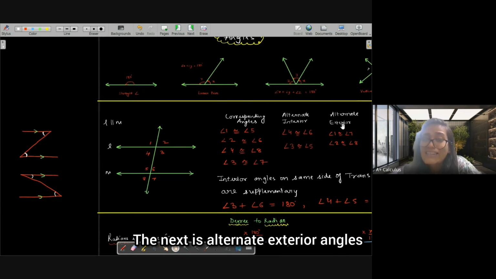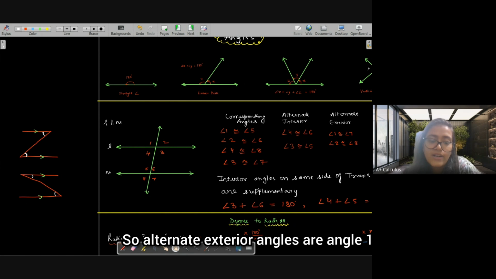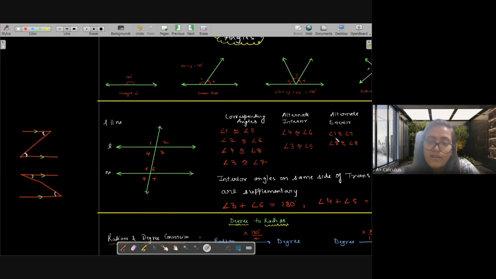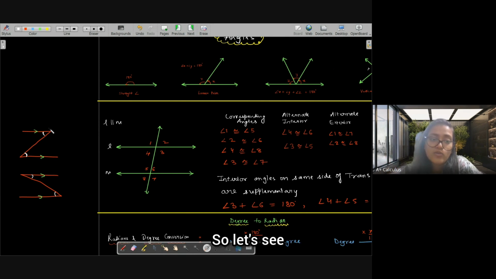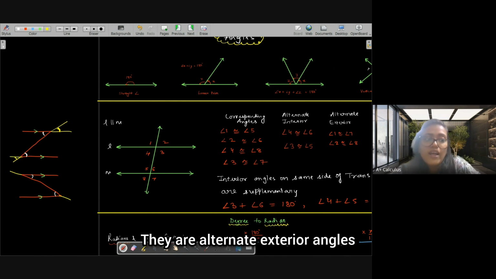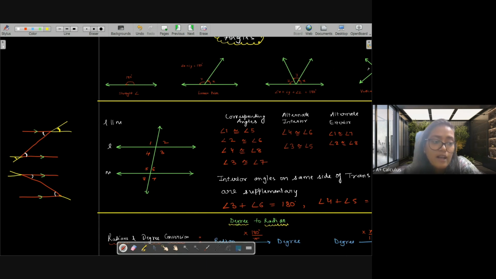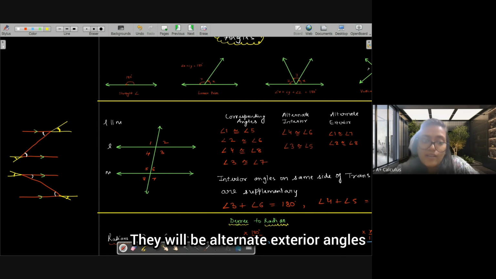The next is alternate exterior angles. Alternate exterior angles are angle 1 and angle 7, and angle 2 and angle 8. They are just outside the parallel lines. See over here, if you extend this line, and here you extend this one, this angle and this angle are alternate exterior angles, and here this angle and this angle will be alternate exterior angles.